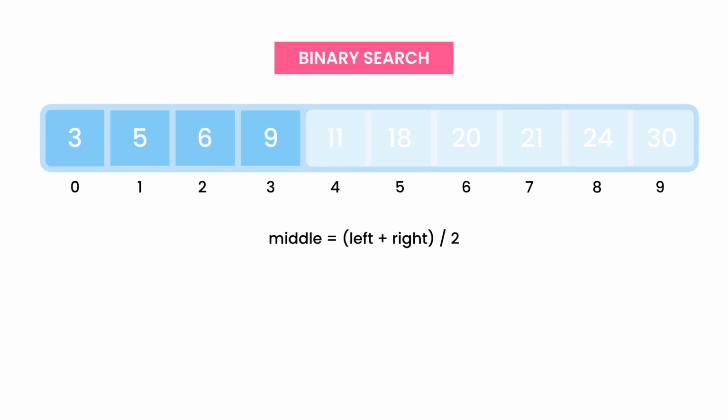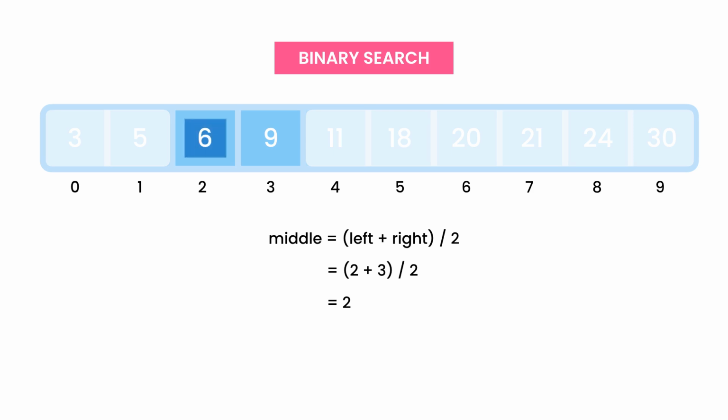Now we repeat the same steps with the partition on the left side of 11. So here left is 0, right is 3, and the middle is 1. We have 5 in the middle, which is smaller than the value we're looking for, so we don't need to look at the items on the left side of 5. We're almost done. One last time. We calculate the index of the middle item. Here left is 2, right is 3, so the middle is 2.